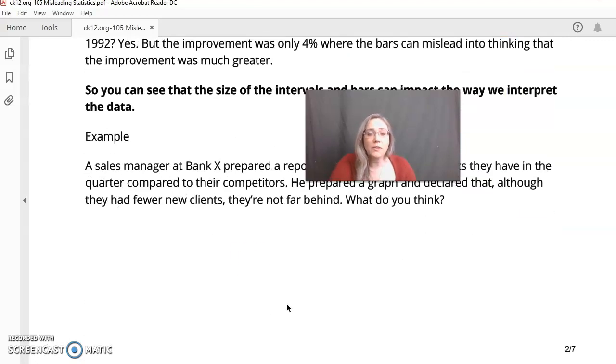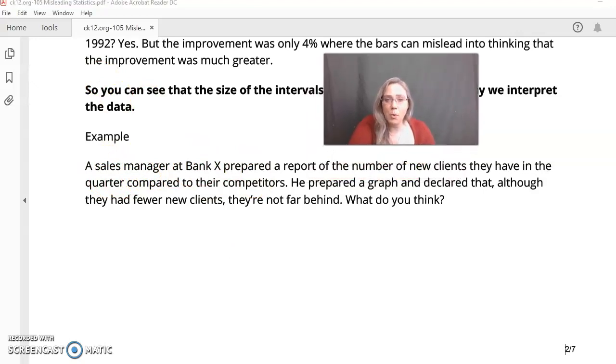All right. So for another example, a sales manager at Bank X prepared a report of the number of new clients they have in the quarter compared to their competitors. He prepared a graph and declared that although they had fewer new clients, they're not far behind. What do you think? Is he being honest? Is he not being honest?